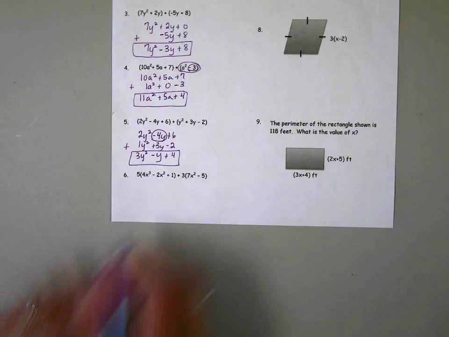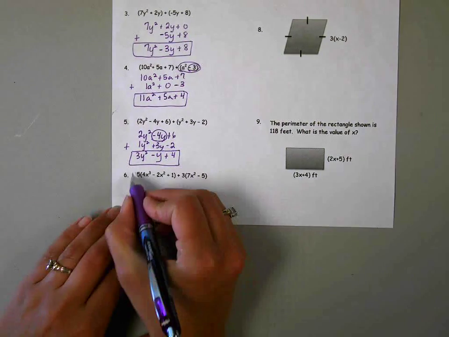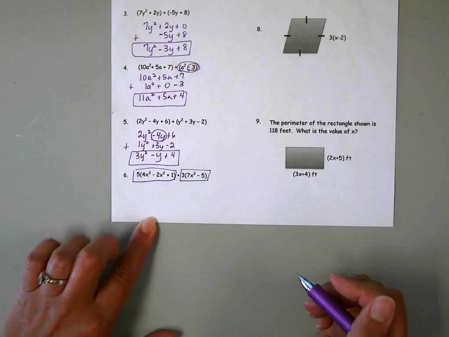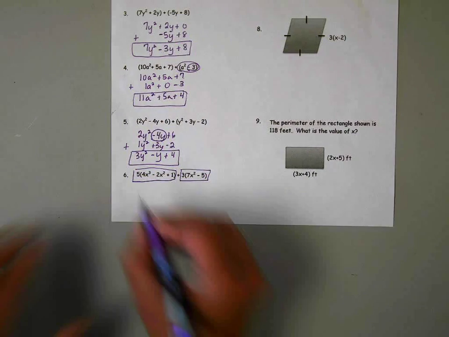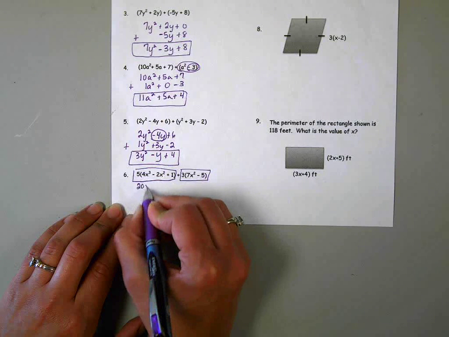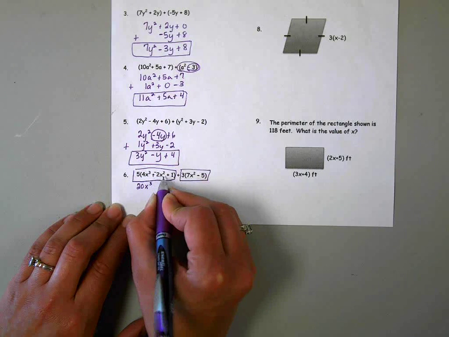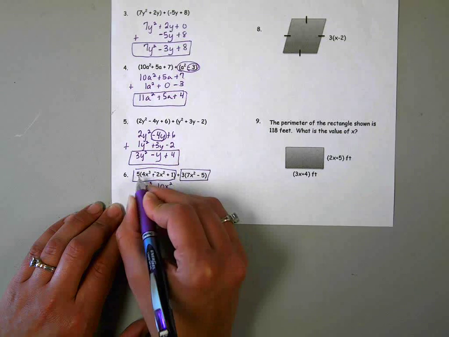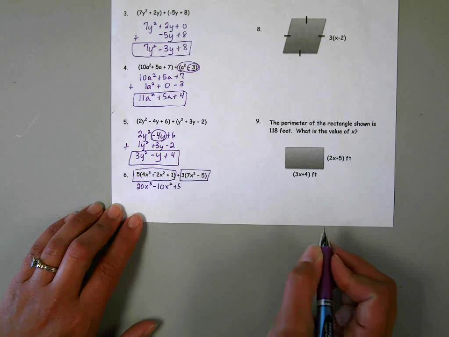Okay, on this one we have to use our distributive property before we can add. So we're going to do the distributive property first for each of these, and then we're going to combine, or we're going to add. So 5 times 4x cubed is 20x cubed. 5 times a negative 2x squared is a negative 10x squared. And 5 times 1 is 5.